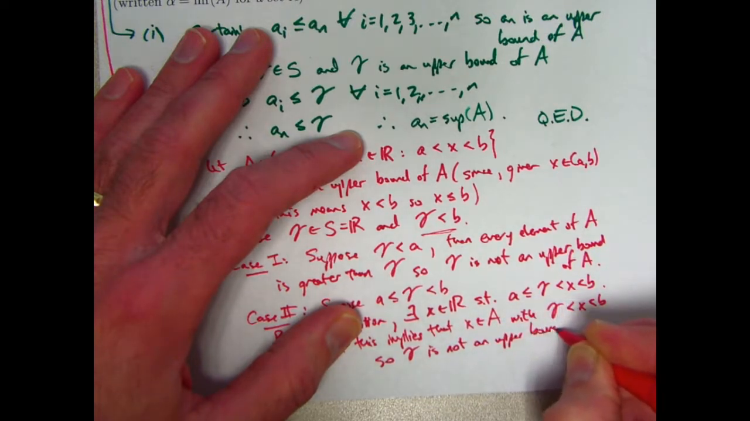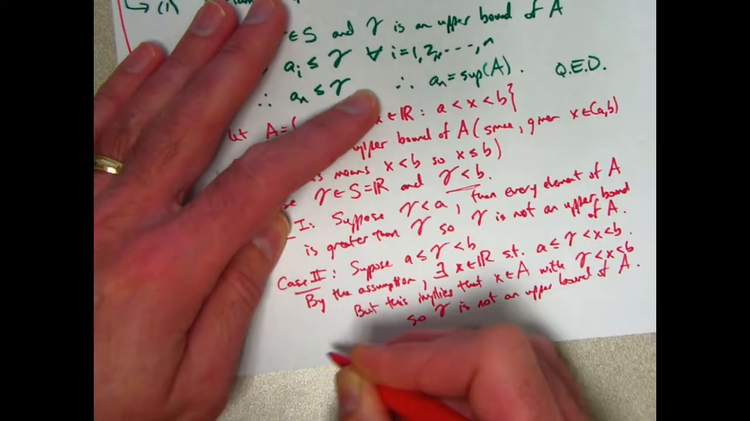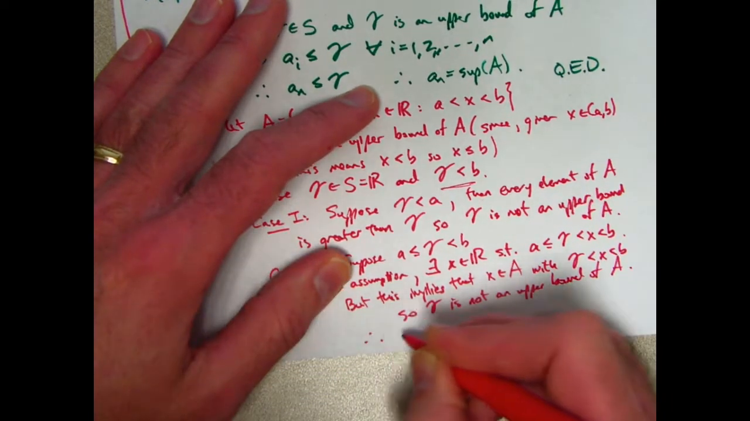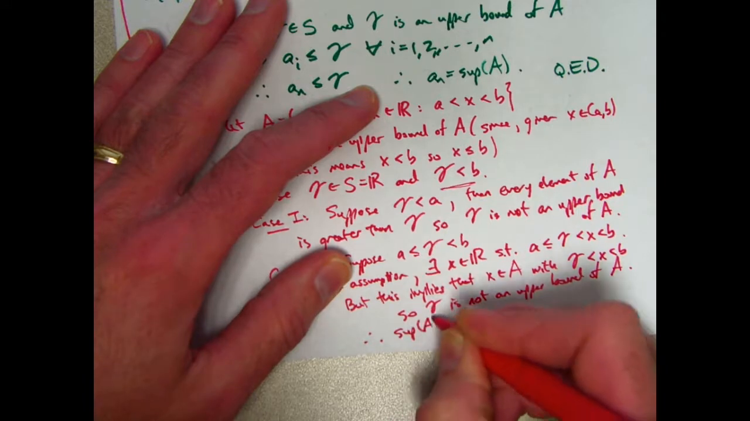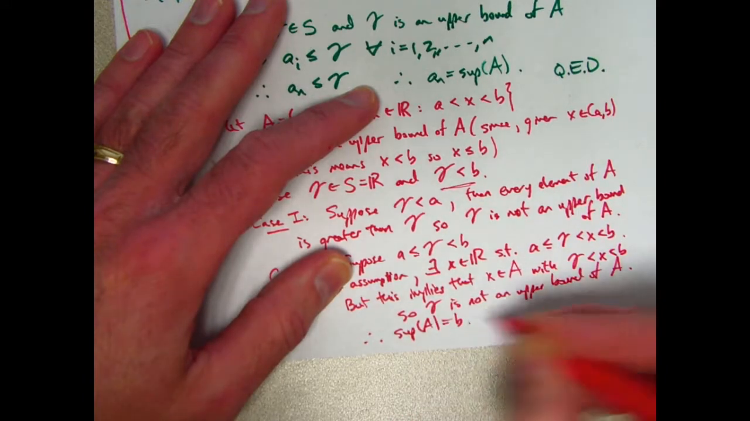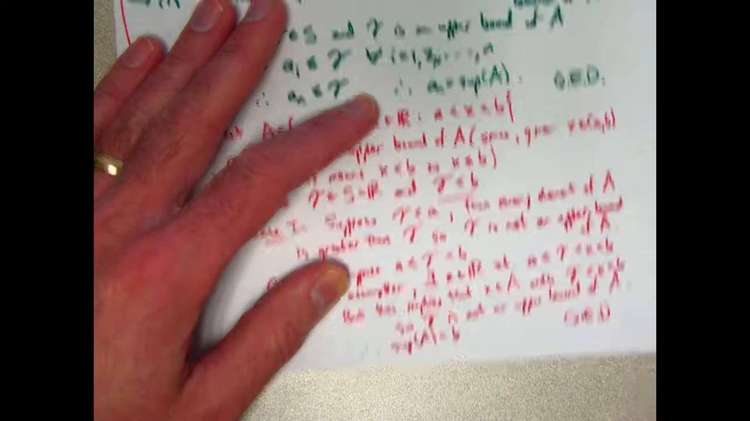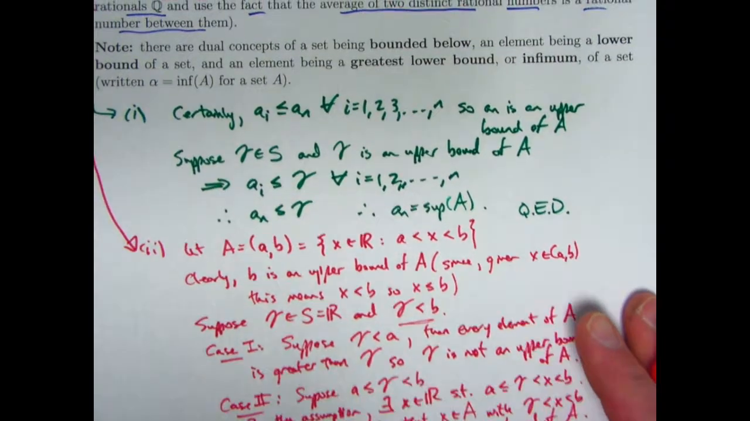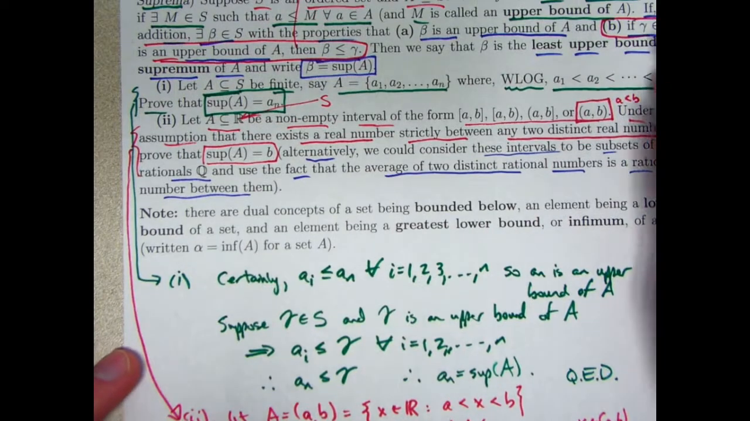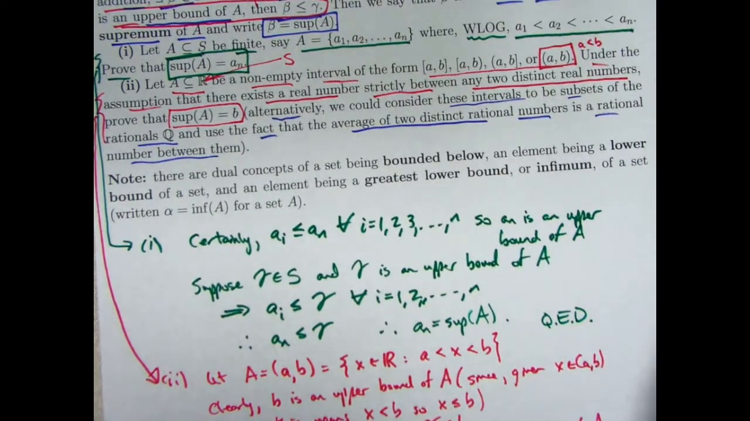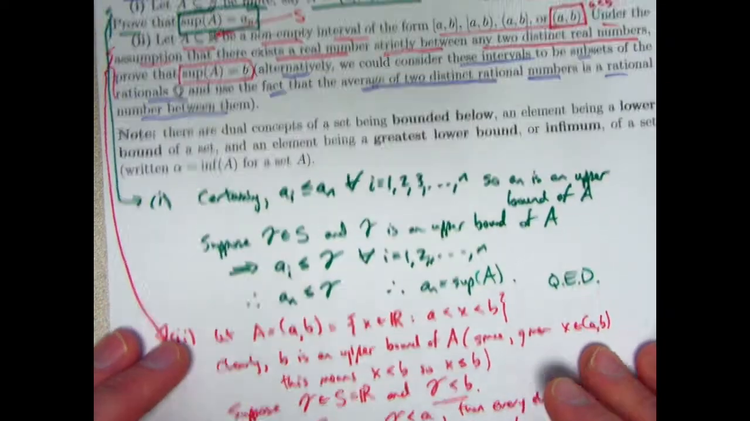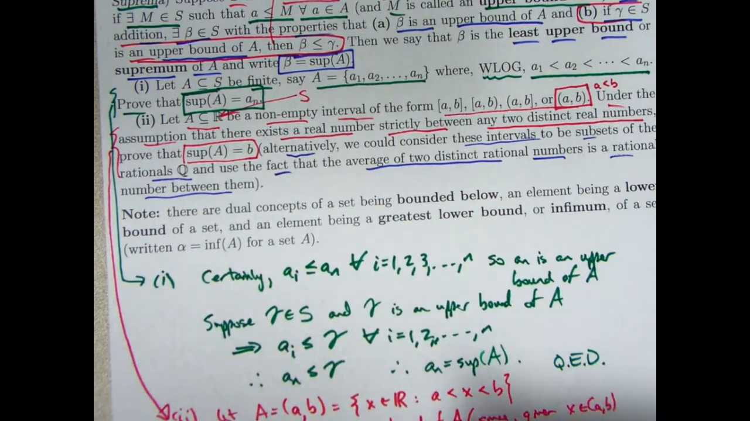Therefore, the sup of capital A equals B, and we are done. QED. We verified the two conditions for B to be a supremum up here for this set. And again, just slight modifications of this argument would work for these other kinds of intervals.